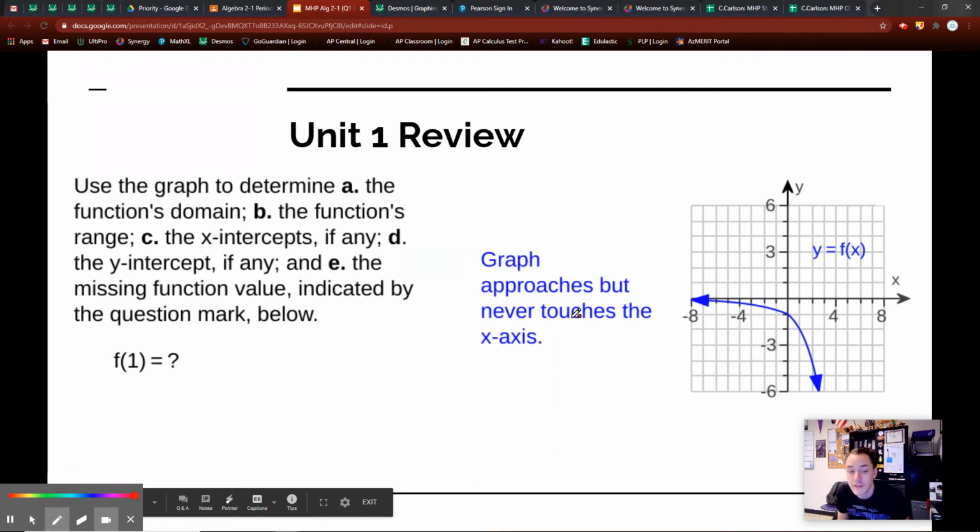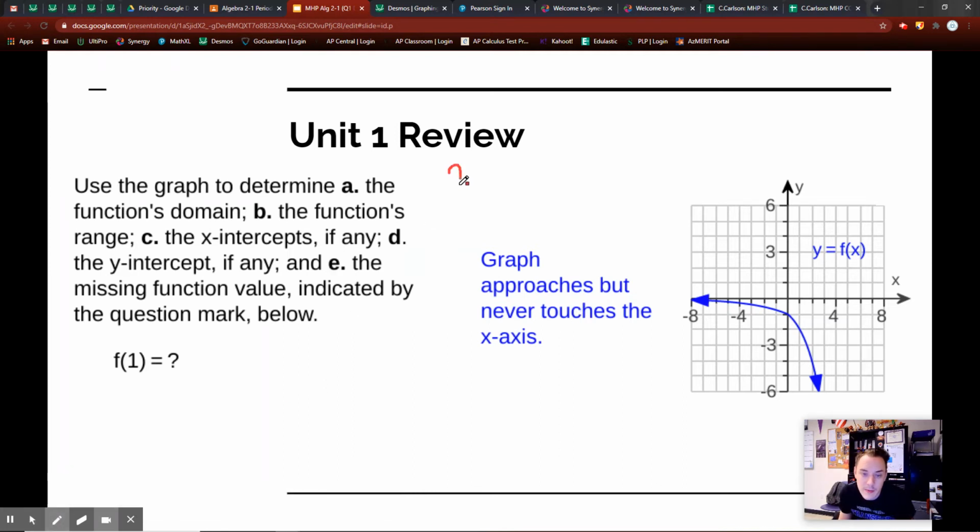So this question has to do with functions. We first want to find the domain. So what is the domain? The domain right here is negative infinity to positive infinity. We read it left to right. Okay. This goes on forever. That goes on forever. The graph will always exist in all x values.